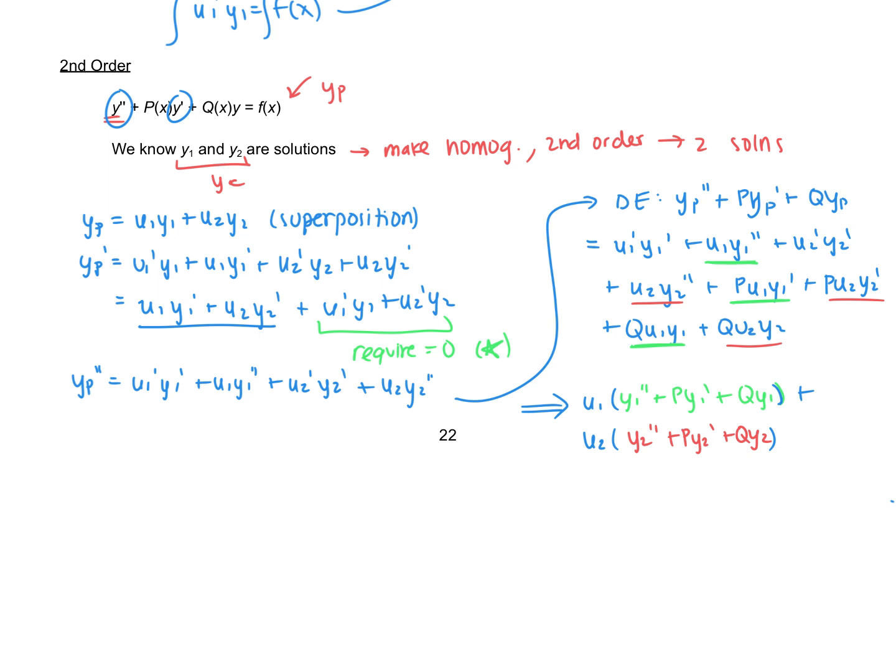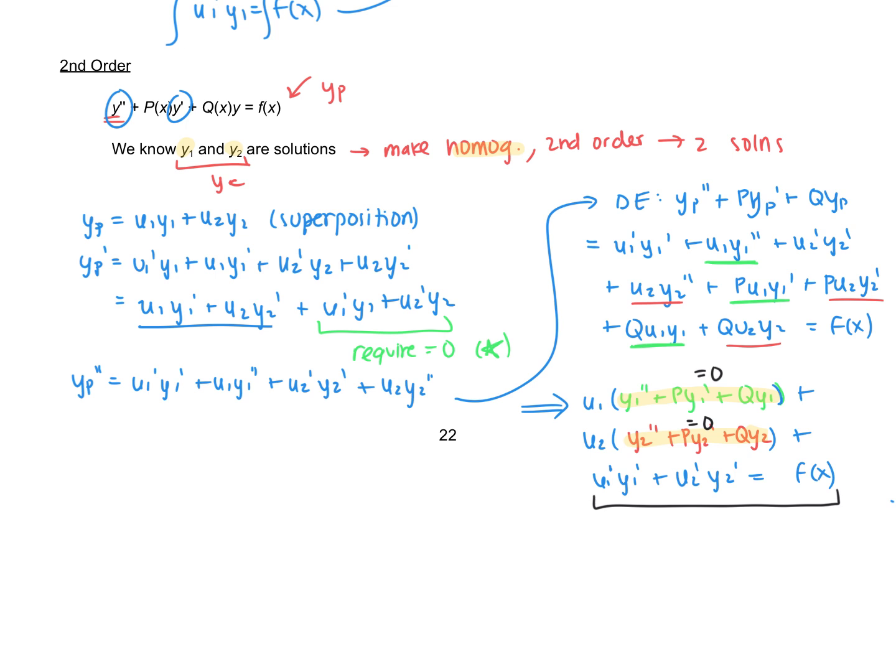Then the terms that I have left are u1 prime y1 prime, add u2 prime y2 prime, and all of that is equal to f of x. Thinking about what we know here, we know that y1 and y2 are solutions to the homogeneous equation. Therefore, this sum right here and this sum right here are both equal to 0. So really, this is all that we have left.